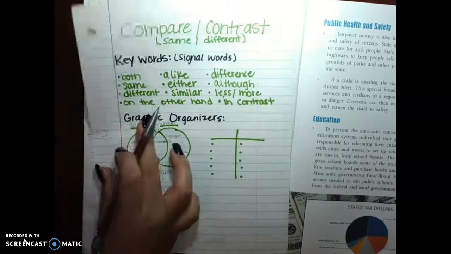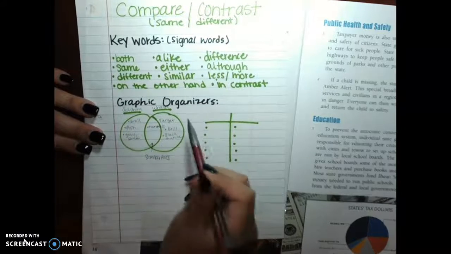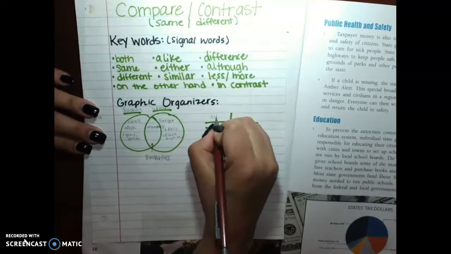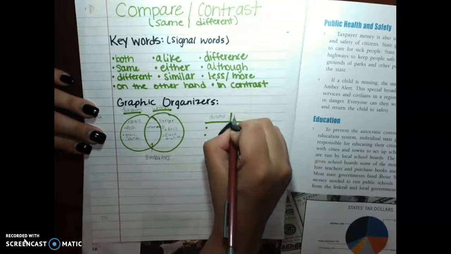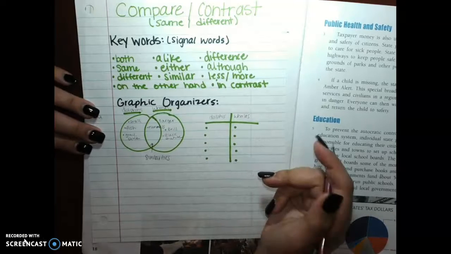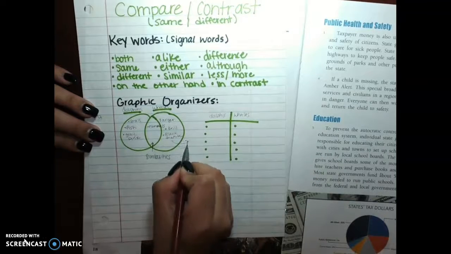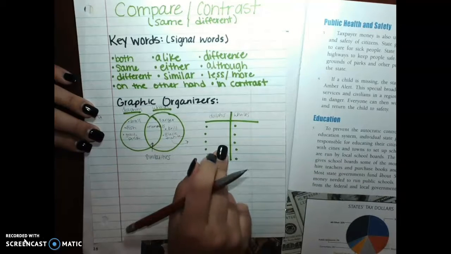And I listed a couple for each. So I could also do the same thing here and write dolphins and whales and continue with those differences. There wouldn't be any similarities here, but I could just write these in for each of those sections.